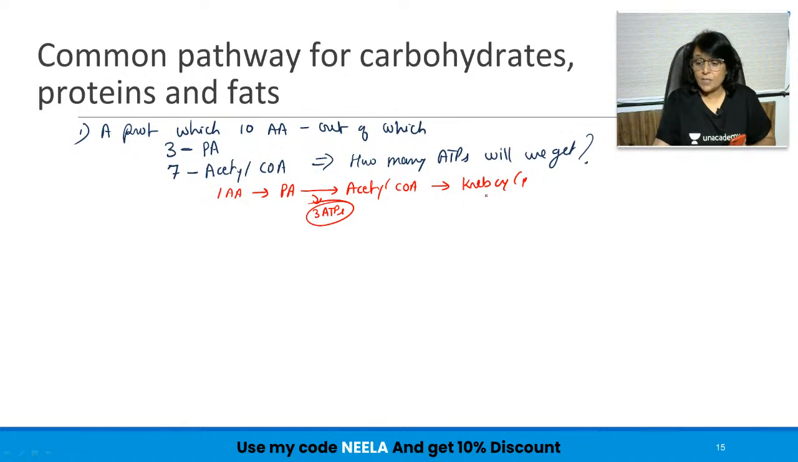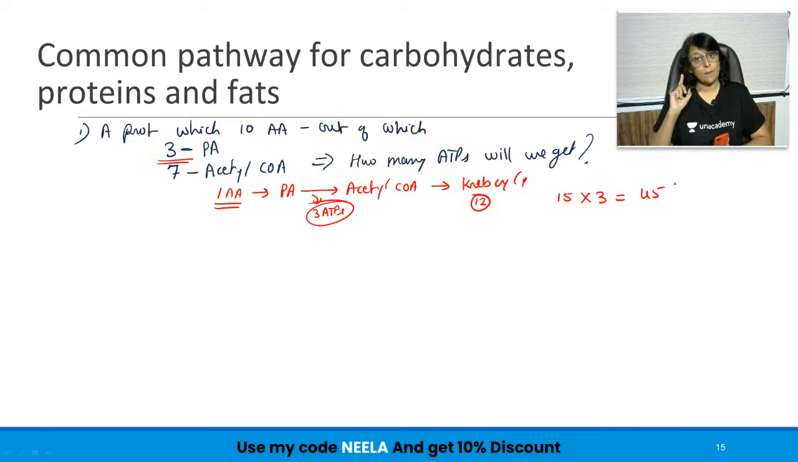And in Krebs cycle, one Krebs cycle is going to give us 12 ATP, right? So one amino acid which joins pyruvate or which changes into pyruvate is going to give us 15 ATPs. One amino acid. And how many amino acids are joining here? So 15 into 3. Okay, these many amino acids.